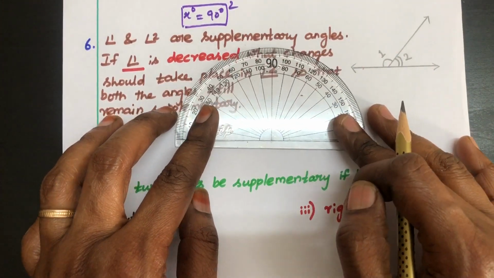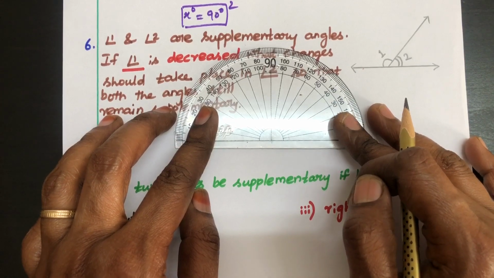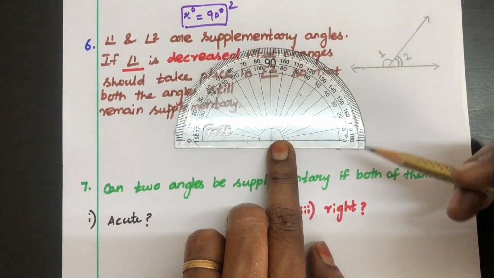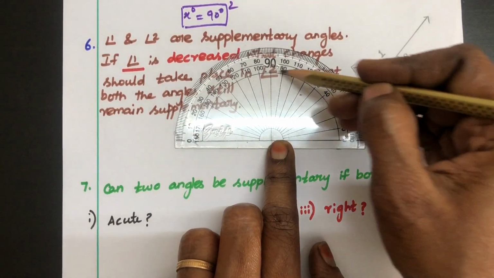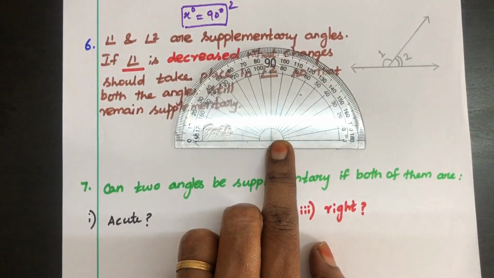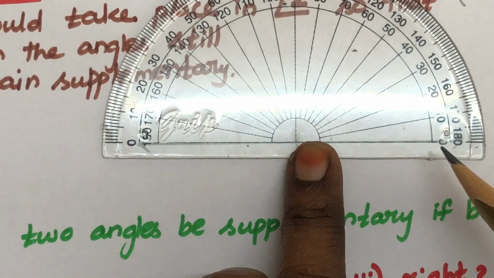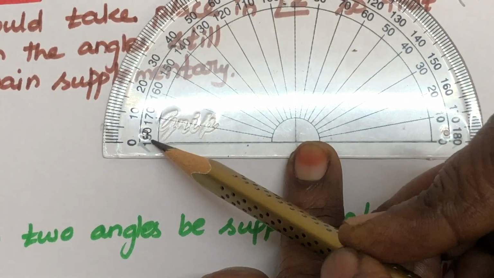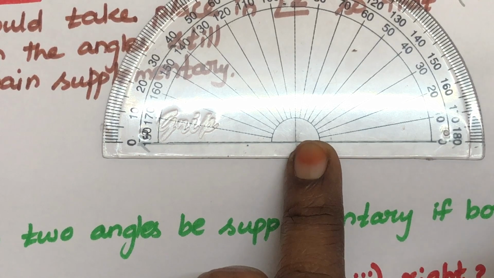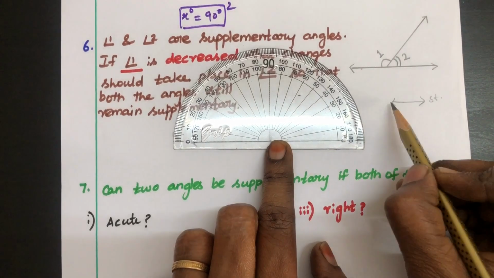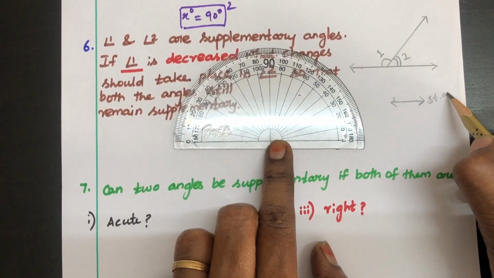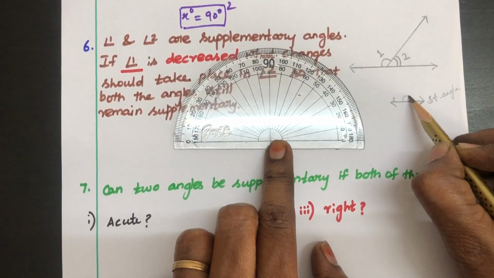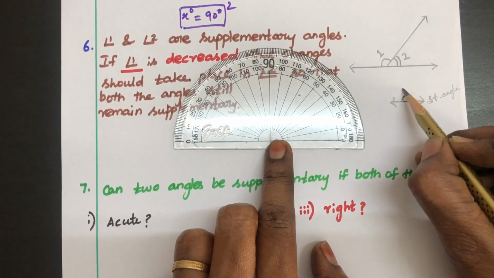if I put one point here, if I keep my protractor in this, what is the angle of the straight line? Angle of the straight line is always 180 degree. See, it starts from 0 and ends in 180 degree, right? This is always called straight angle. Straight angle means if you find the angle for this straight line, it is 180 degree.